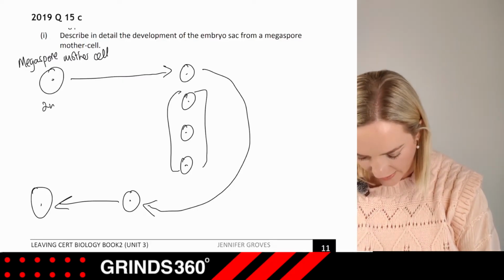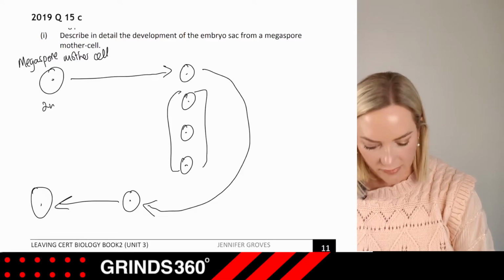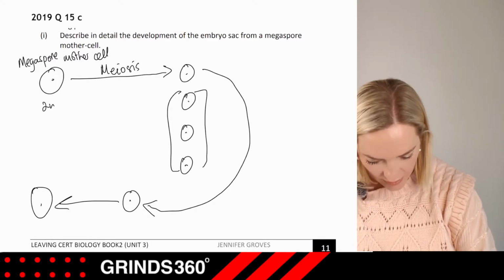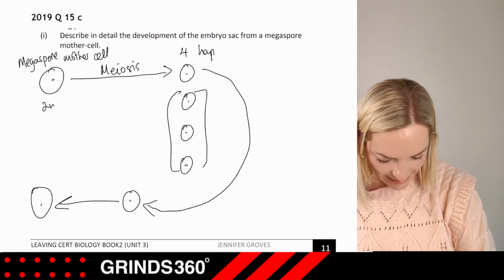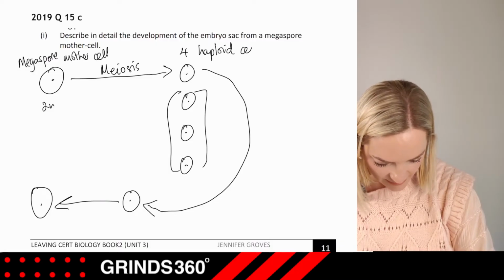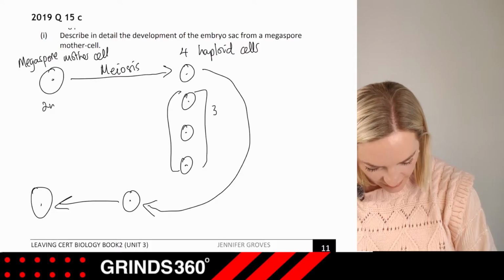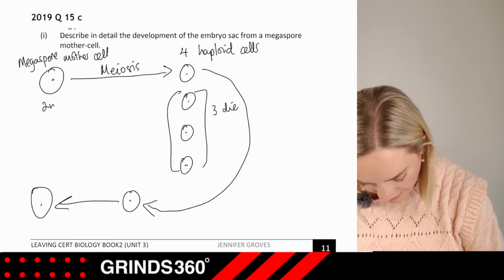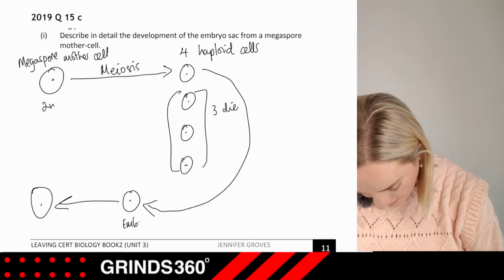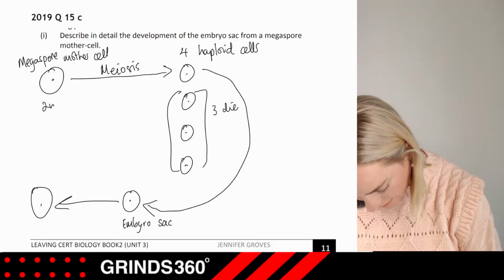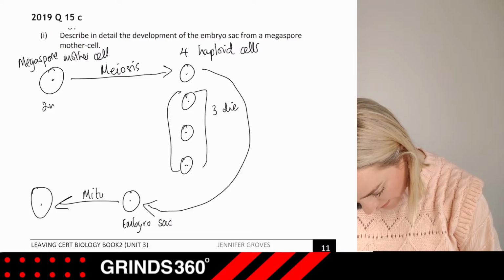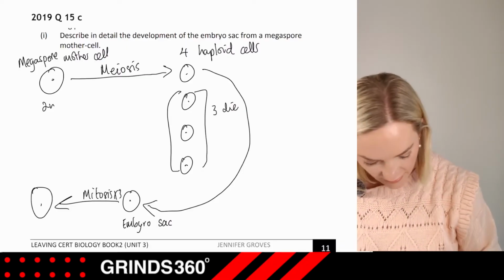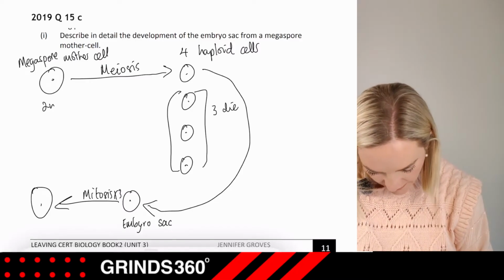Which is diploid, which is going to divide by meiosis. We have 4 haploid cells, 3 die. Okay, so our embryo sac divides by mitosis 3 times. I'm just going to draw this a little bit bigger.